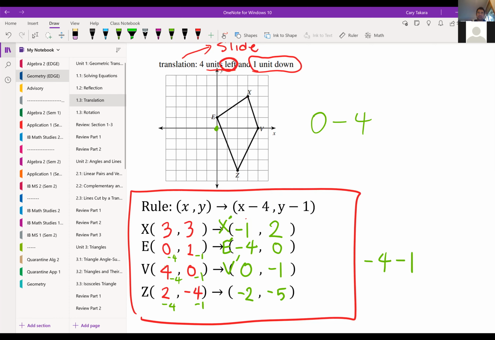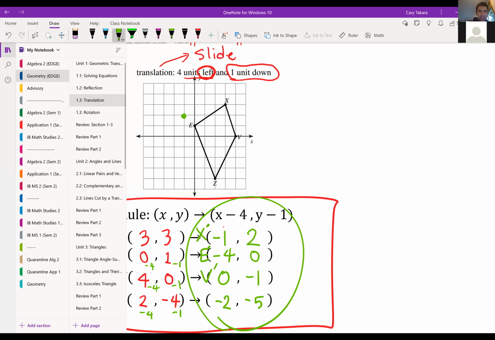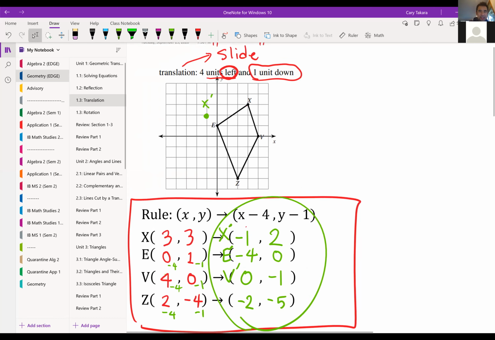So now if you have the diagram, does anybody have a diagram in your notes? I told you that you didn't have to, but if you plot the points for these, we will see the slide, or translation. Negative 1, 2, that's X prime. Negative 4, 0, that's E prime. Then we've got 0, negative 1, that's V prime. And then negative 2, negative 5, that's Z prime.